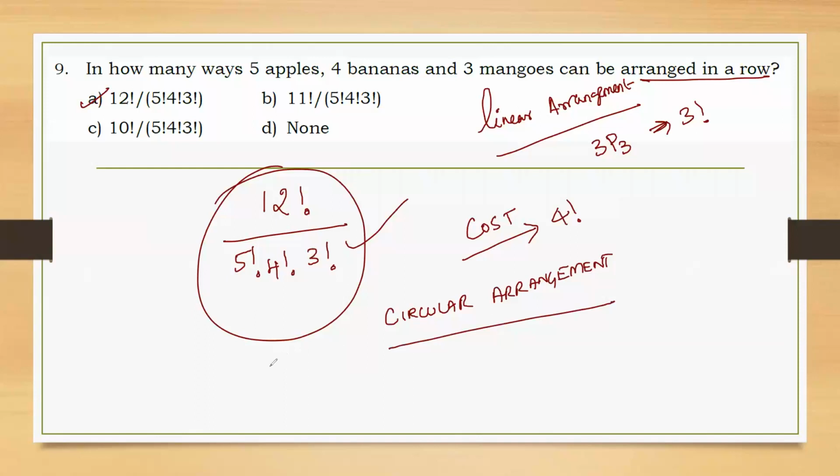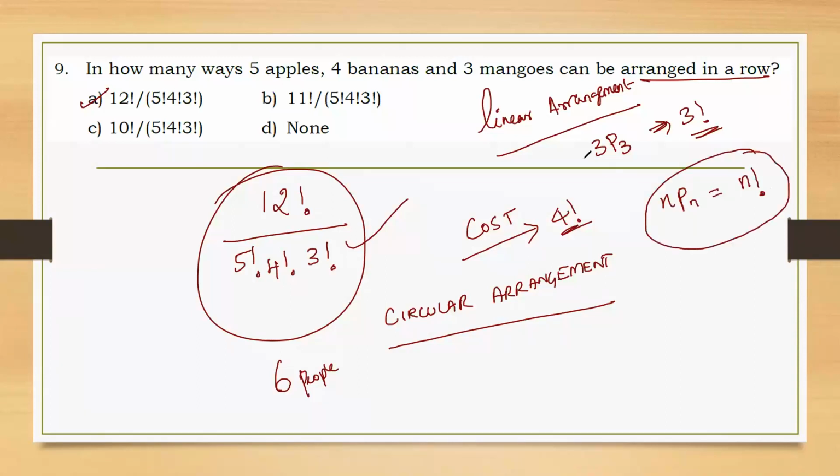In linear, to arrange 3 people, 3 factorial. To arrange 4 people, 4 factorial. In circular arrangement, if we have 6, in how many ways can you arrange them? Any idea? In linear, it is n factorial, but in circular, it is n minus 1 factorial.